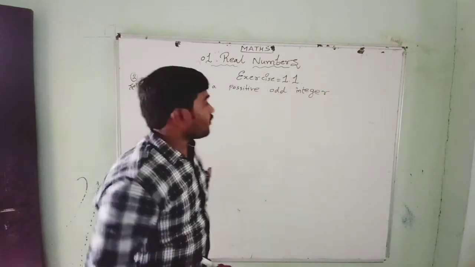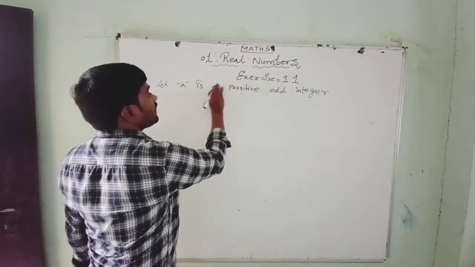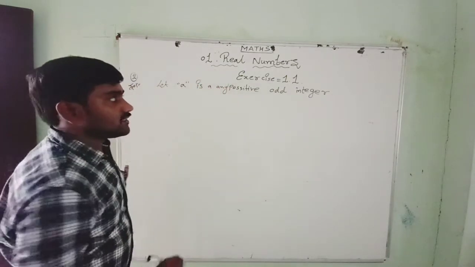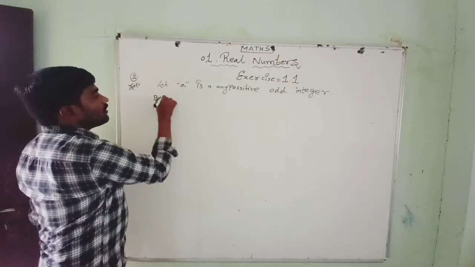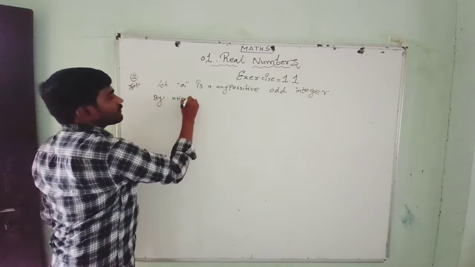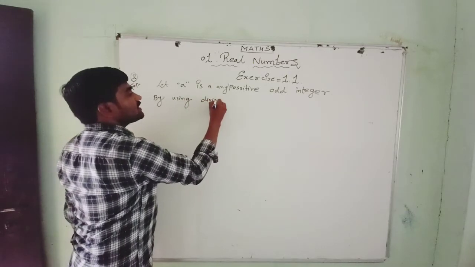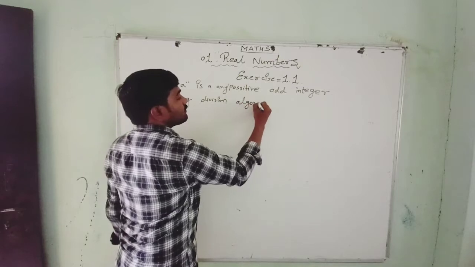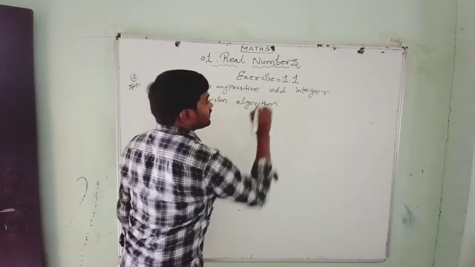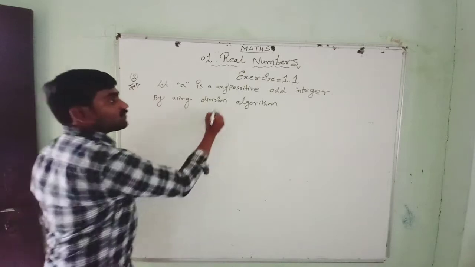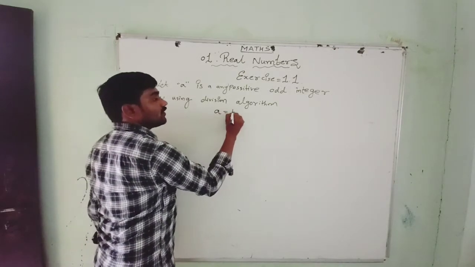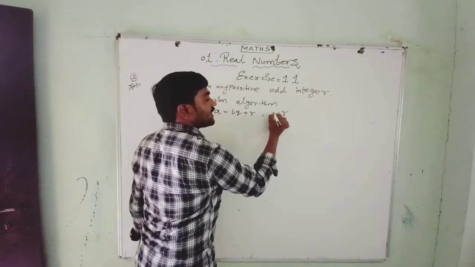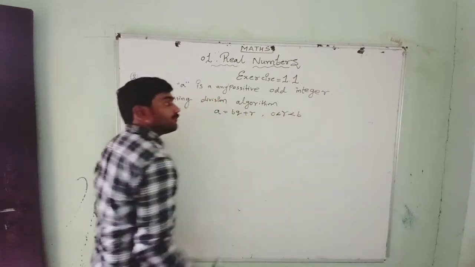Let a be any positive odd integer. Then by using the division algorithm, we can write a = bq + r, where r is greater than or equal to 0 and less than b. What is the division algorithm? It is a = bq + r, where 0 ≤ r < b.